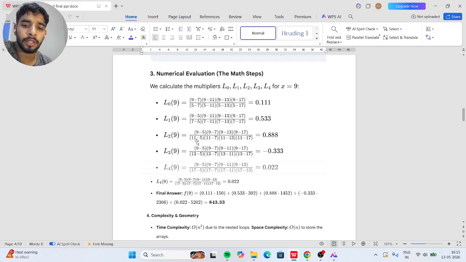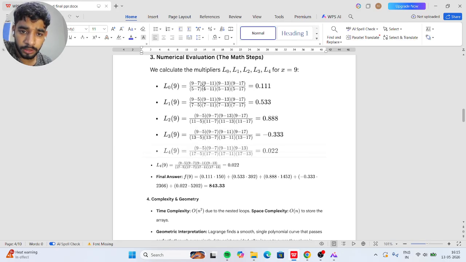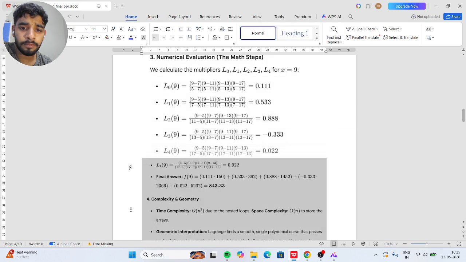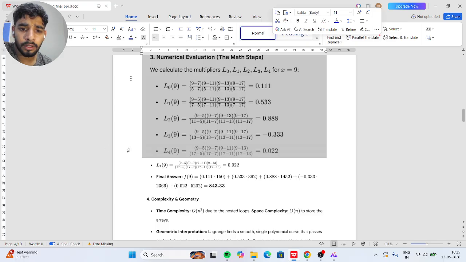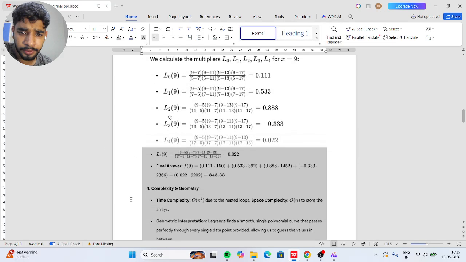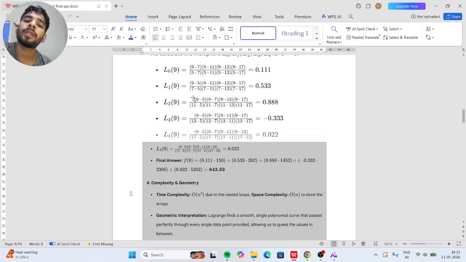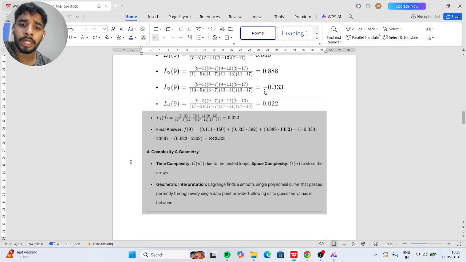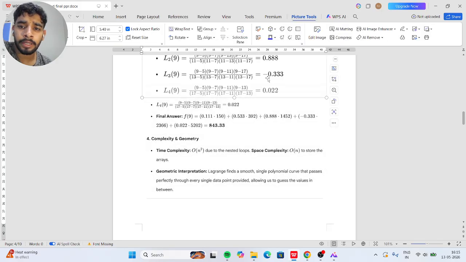And we will calculate L0(9), which is 0.111. Now for L1, you can see 7 is gone from here and 5 came in. Now 9 is subtracted from all the elements except the 7, and you will see that all the elements in the denominator get subtracted from 7. This is how we calculate L1(9), which is 0.533. Similarly, we will calculate L2, L3 and L4.